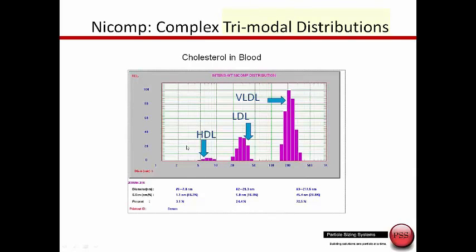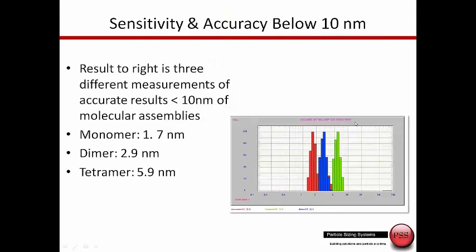This slide actually shows our ability to resolve three separate peaks using the Nicomp algorithm. This is actually cholesterol in blood, and cholesterol has three components, HDL, LDL, and VLDL. This shows our ability to resolve these three peaks that are fairly close to each other and is a unique capability of the Nicomp DLS system.